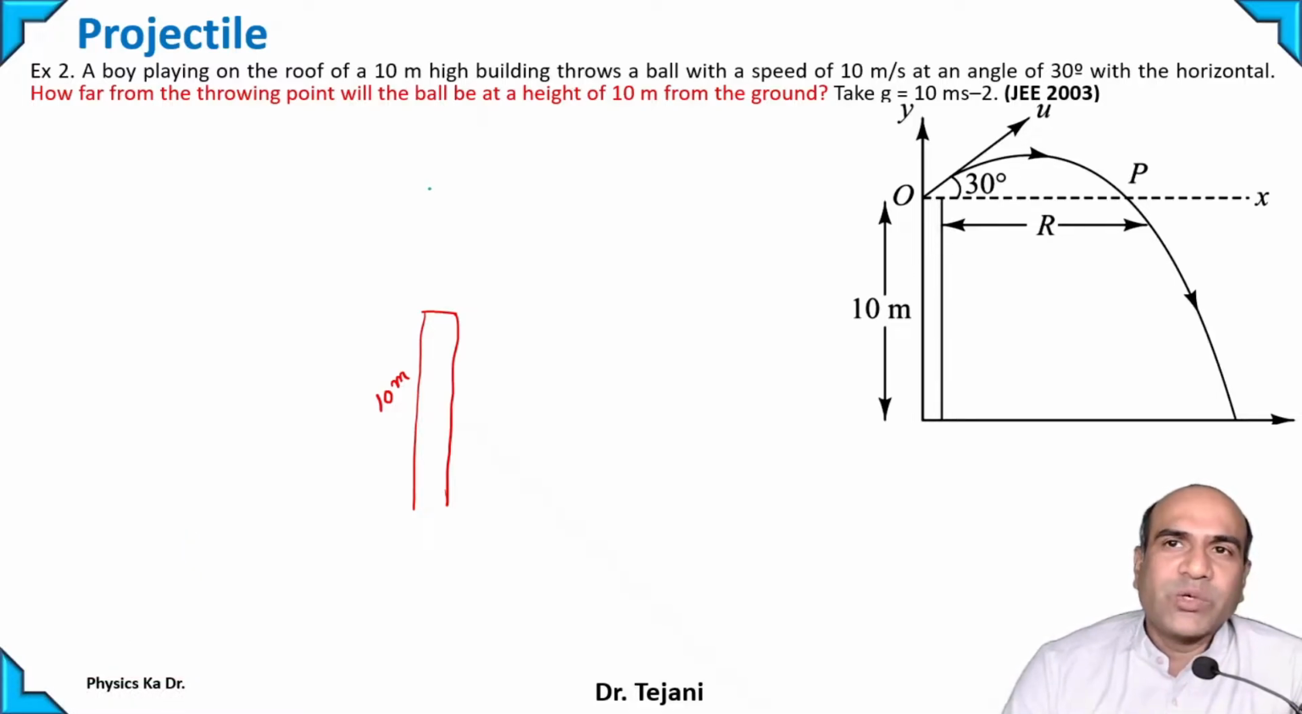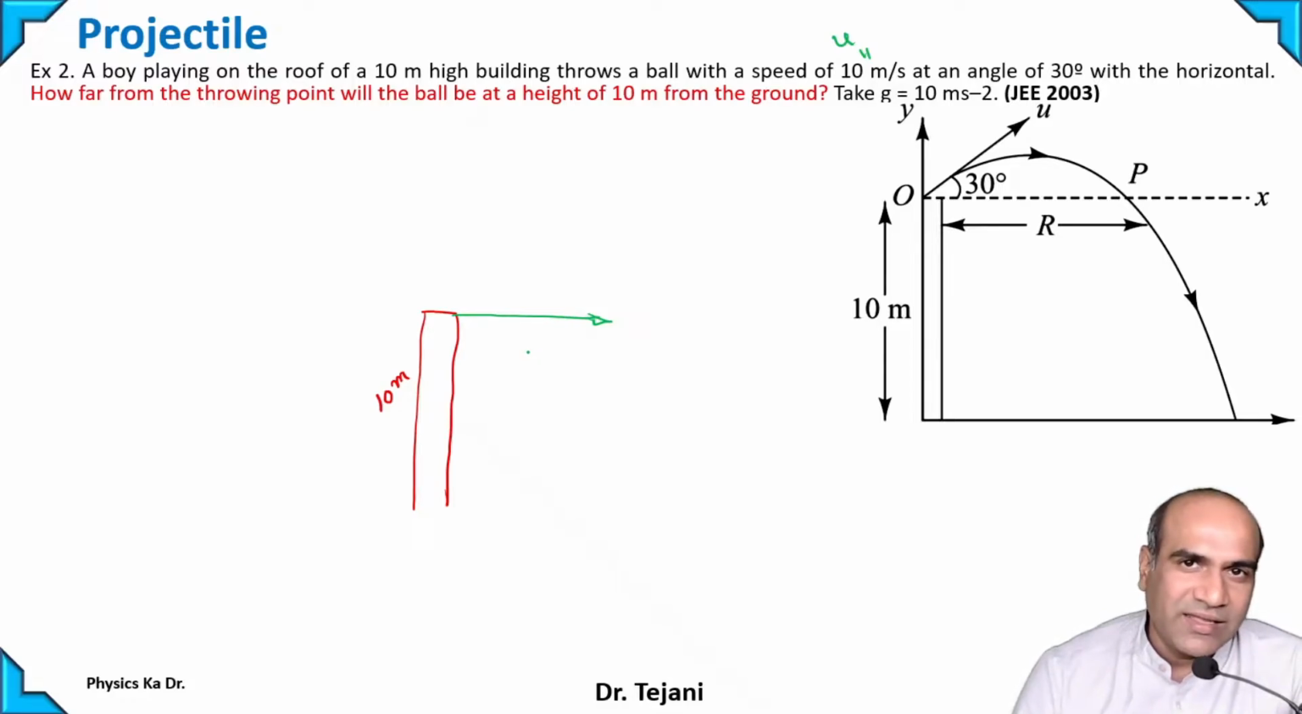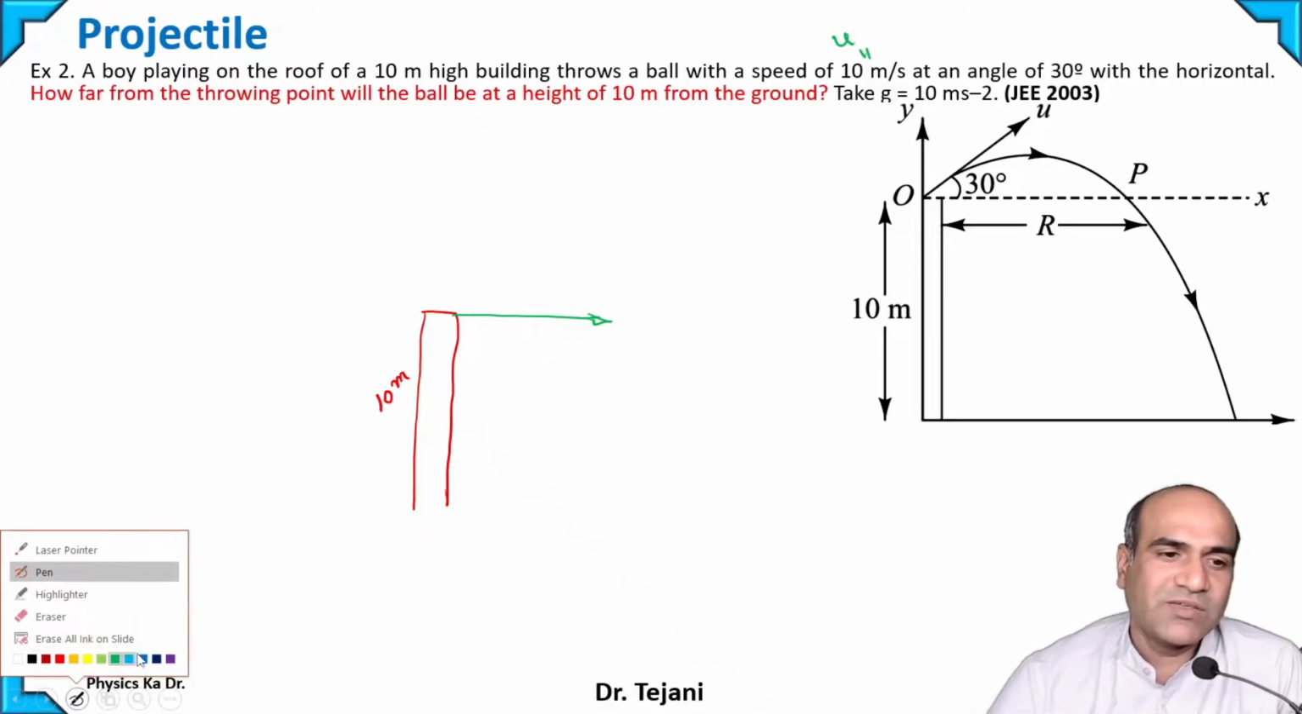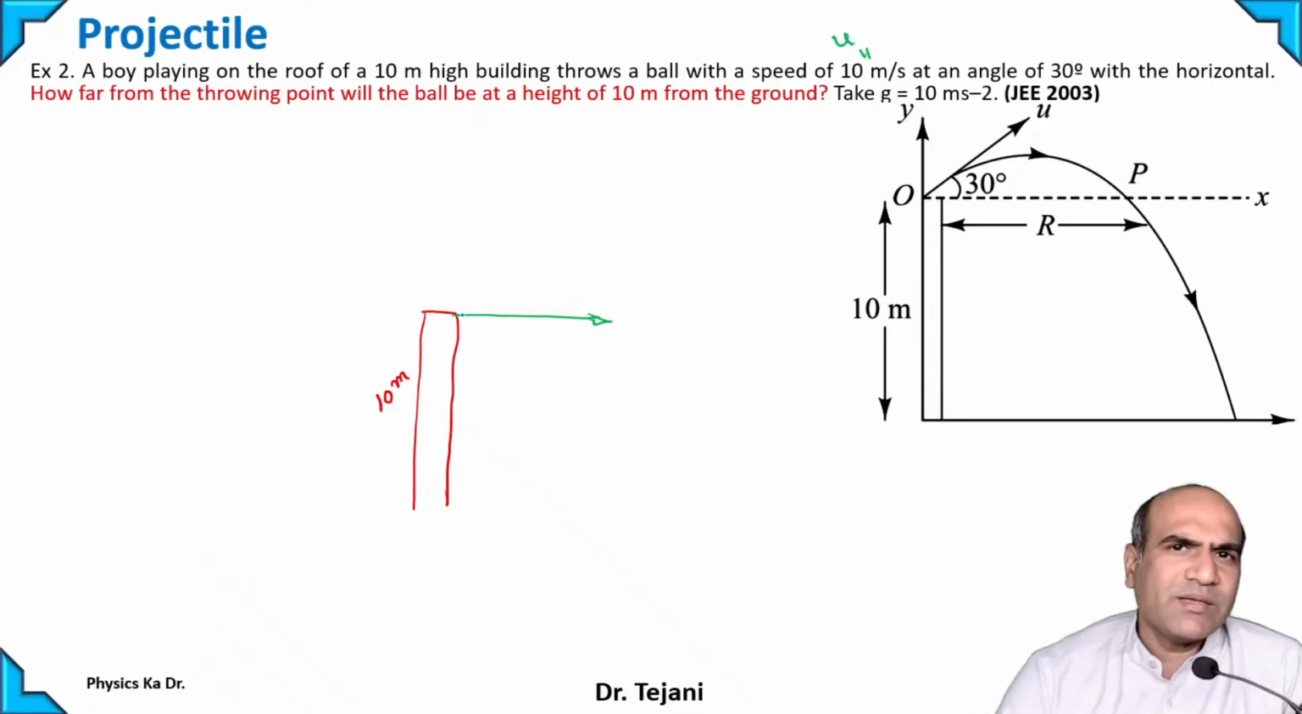So, a boy playing on the roof of a 10-meter height building throws a ball with an initial speed u, that means initial speed u is given as 10 meter per second, at an angle of 30 degree with the horizontal. See here, again it is not thrown horizontally. Whenever you see questions about height, it doesn't mean that the ball is thrown horizontally. We should read the question and only then derive a conclusion. Reading a question is the most important thing in physics, in chemistry, also in biology. Otherwise, you may misjudge the question. And this is one tricky question. It looks very simple, but it is actually tricky.